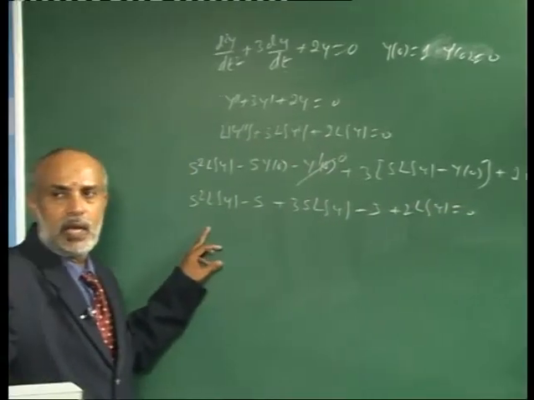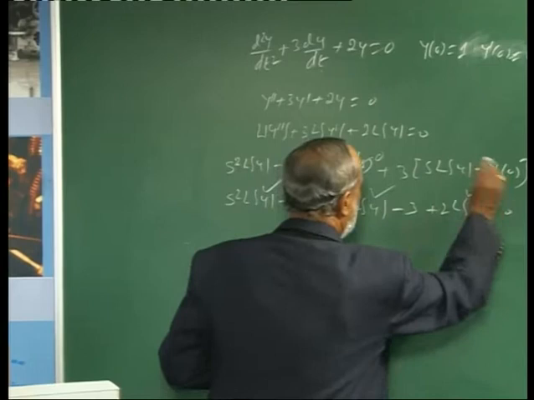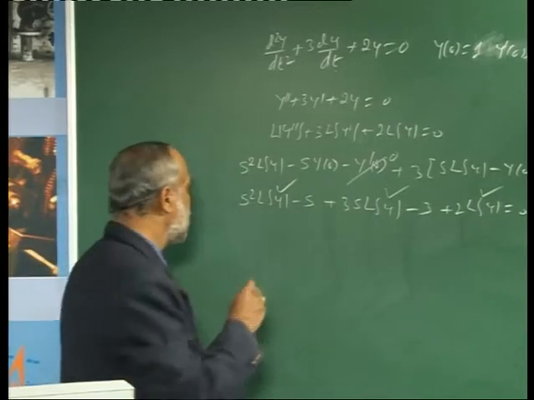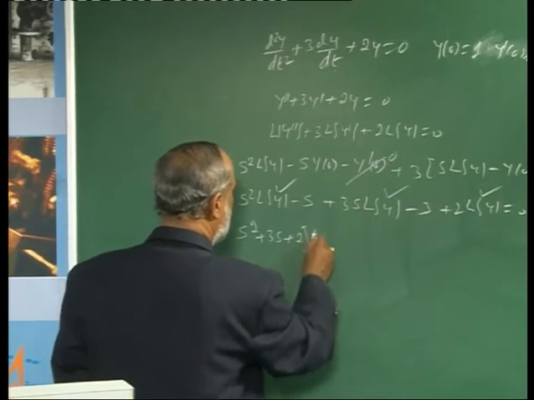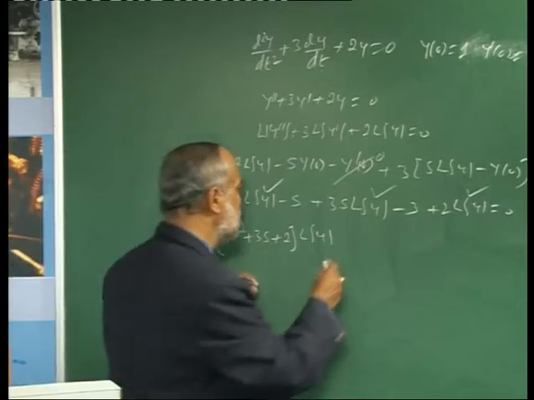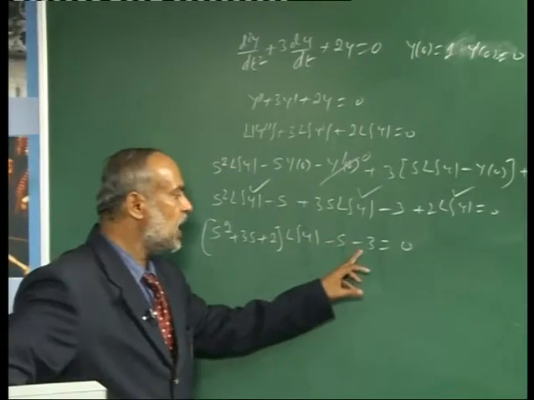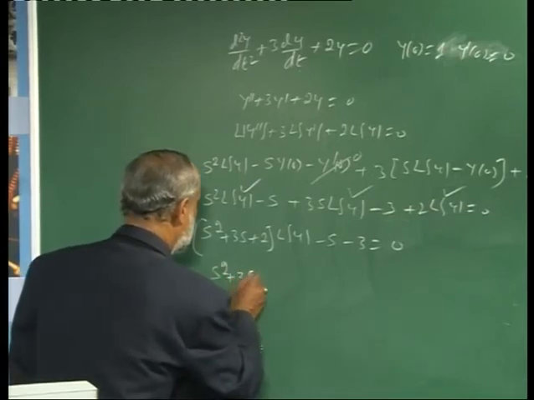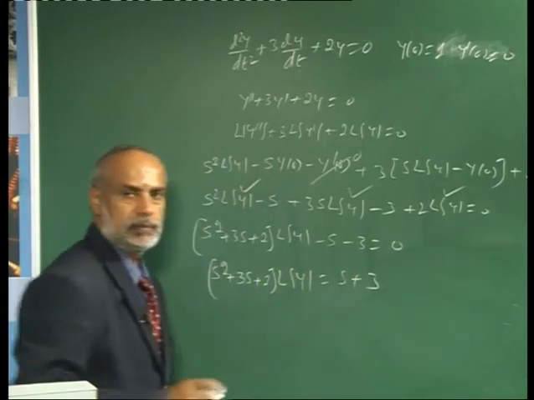So, after substituting the initial conditions, here you can take L of y common. If you take L of y common, the remaining is s squared plus 3s plus 2 into L of y, and the remaining terms are minus s minus 3 equal to 0. This minus s and minus 3 you can transfer to the RHS. What you get is s squared plus 3s plus 2 into L of y is equal to s plus 3.